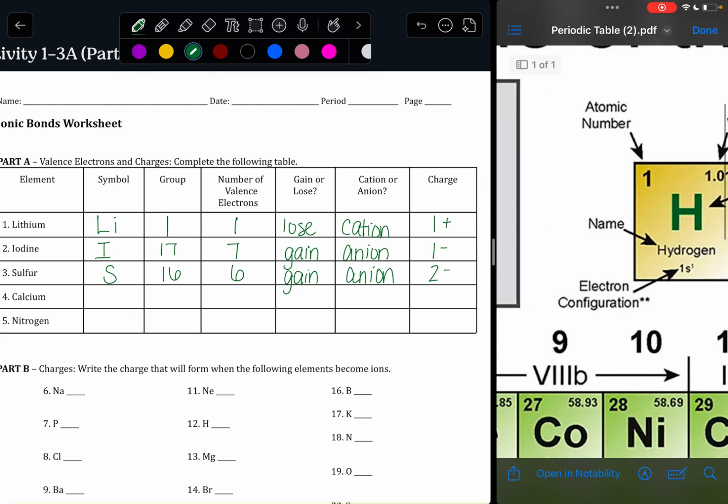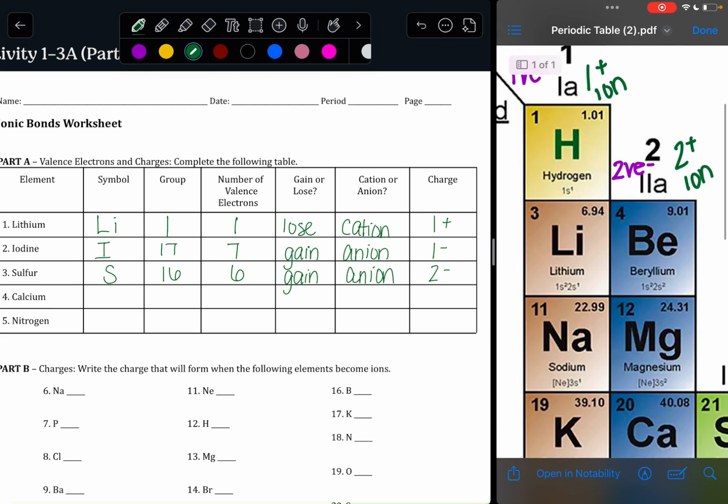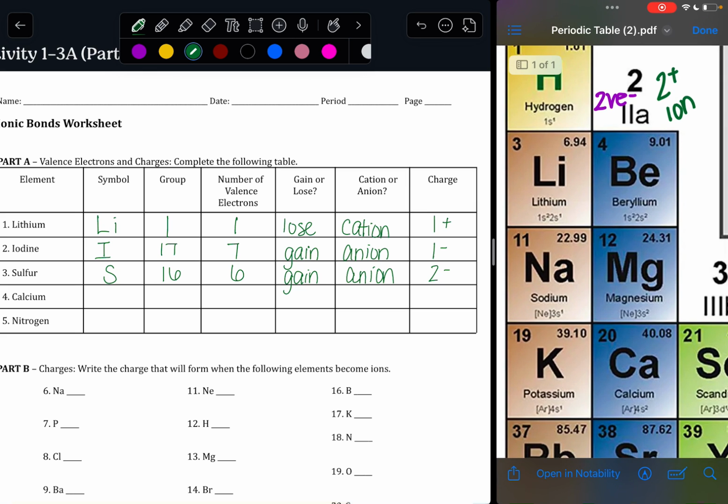Calcium's over here at number 20. So calcium, symbol is Ca. If I look to the top of my column, calcium is in group 2. Group 2 has 2 valence electrons. If it has those 2 extra electrons, it is much more likely to lose them than to gain 6. If it's losing electrons, that is a cation, and it's giving me a positive ion, and because it's losing 2, it's going to be a 2+ charge for an ion.